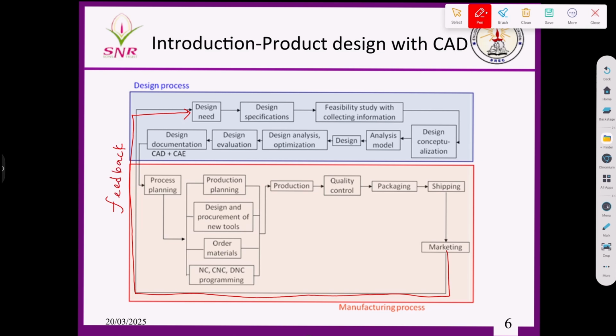Based on the feedback, the design team can implement improvement actions on the product, and the next version of the product will be launched subsequently. So this is how the design process works inside the industries.